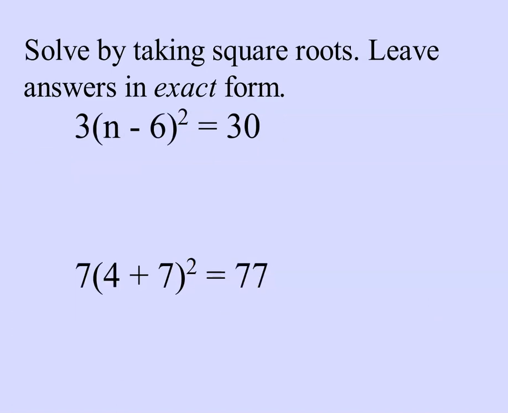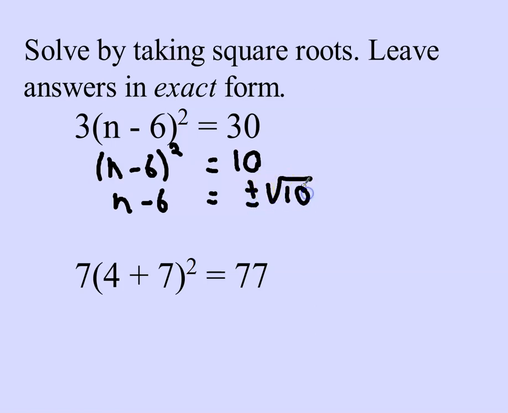In this one, you subtracted 6, then you squared, then you multiplied by 3. So what we'll do is divide by 3 on both sides. So I get n minus 6. It's still squared, so I need to put parentheses around it and leave the square sign. Divide by 3, you get 10. Okay. Now, we'll undo squaring next, so we'll square root. And what is the square root of 10? Well, there's no whole number, so we'll write positive and negative square root 10.